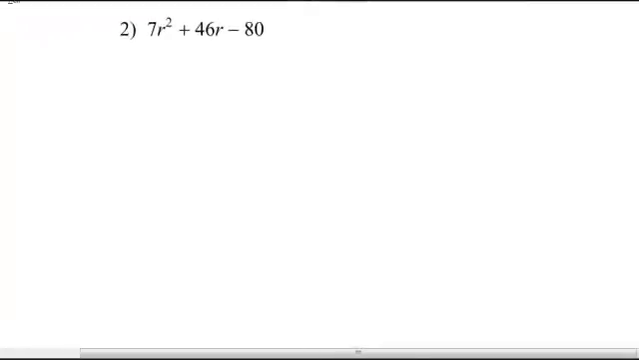Alright, I'm going to do number 2 with you guys. I'm going to set this one equal to y. If I'm not finding my roots, I can just set it equal to y and create a new equation. At the end, I'll have my factored form of my polynomial, my quadratic. So I start by drawing my rainbow.